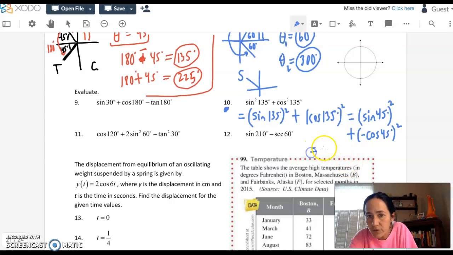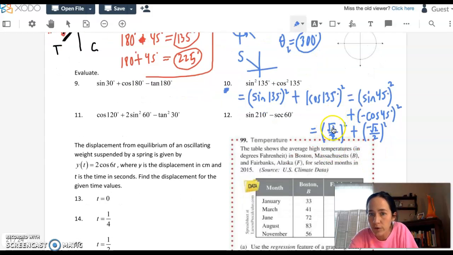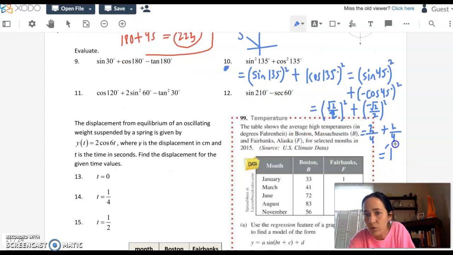So look at your unit circle, or see if you're remembering. The sine of 45 is the square root of 2 over 2. We've got to square that. Plus the cosine of 45, negative, is negative square root of 2 over 2, which is going to get squared as well. So what do we have? Square the first fraction, square root of 2 squared. So 2 over 4 plus another 2 over 4, right? A negative squared should give you a positive. So 1/2 plus 1/2 is going to equal 1.